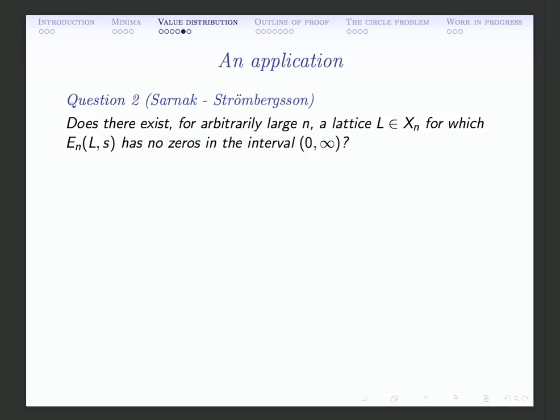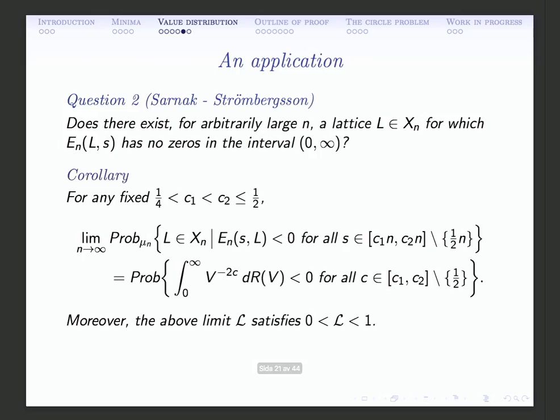So returning to the question that I used as a motivation, a question of Sarnak and Strömbergsson about zeros of these zeta functions: what does this really give you? The theorem that I gave on the previous slides tells you that if you ask when the Epstein zeta function is negative on an interval in the critical strip, you can give the limit of that probability as n tends to infinity in terms of the limit variable of the previous theorem.